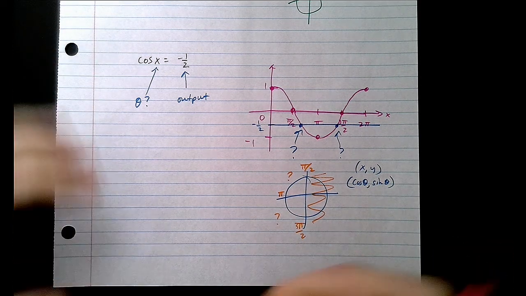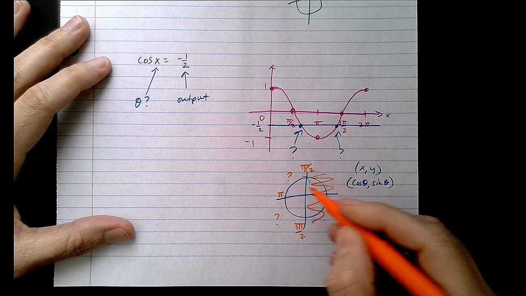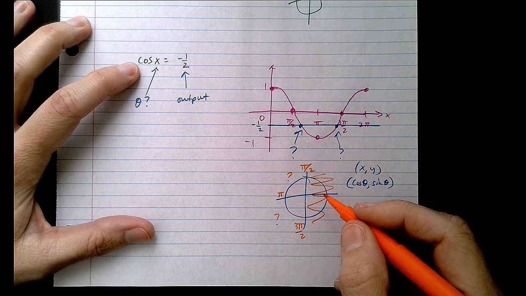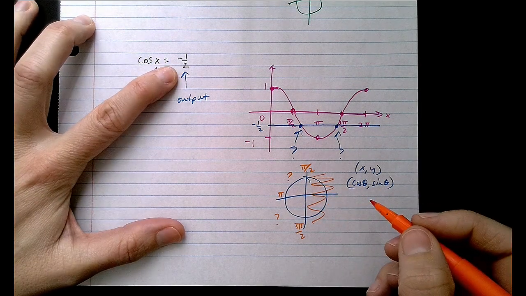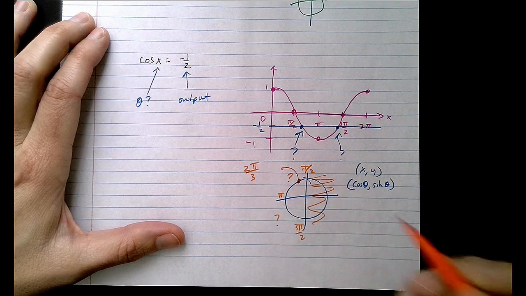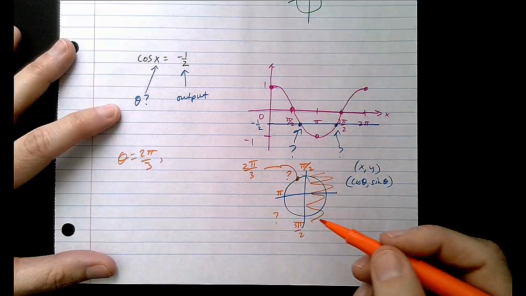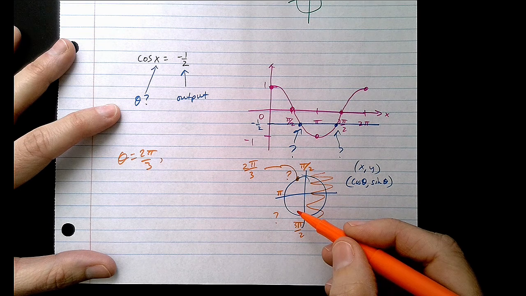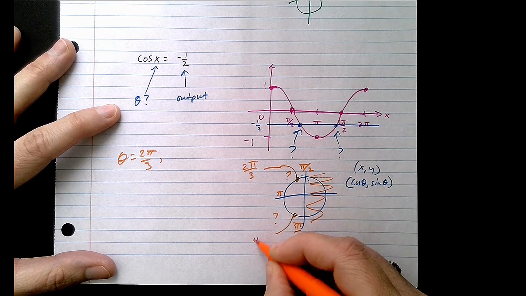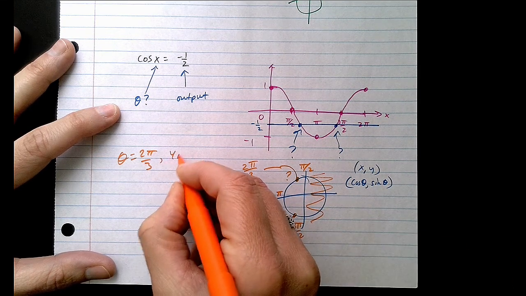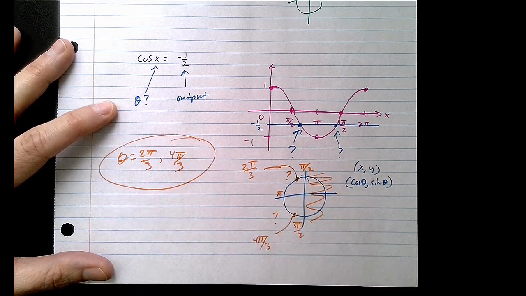So look at your unit circle. What angle will give you a cosine value of -1/2? Did you get 2 pi over 3? Now go to quadrant 3. What angle, when taking the cosine of it, will give you a -1/2? Did you get 4 pi over 3? Those are our 2 answers.